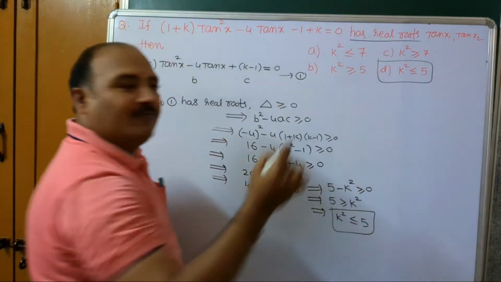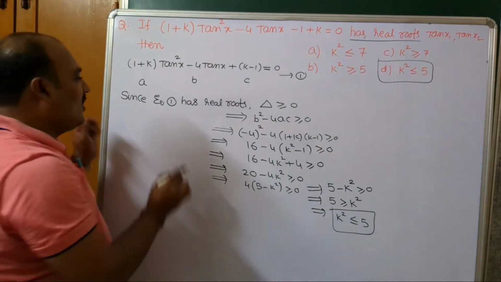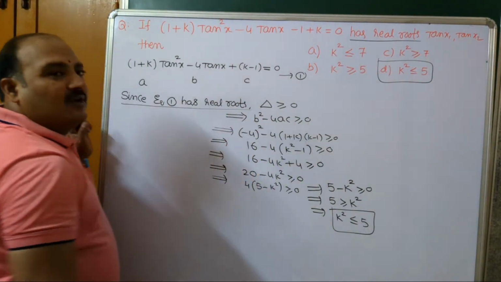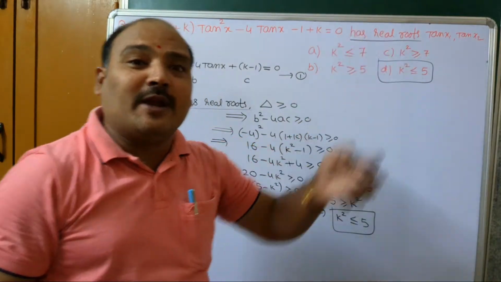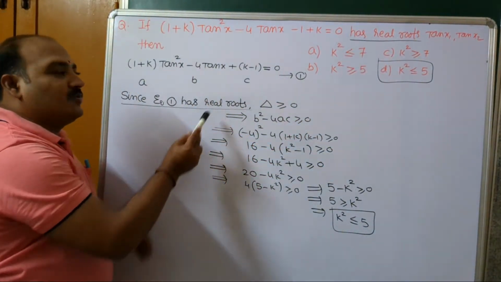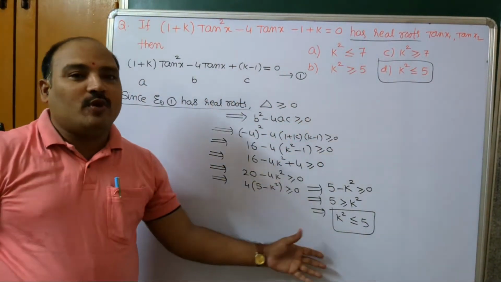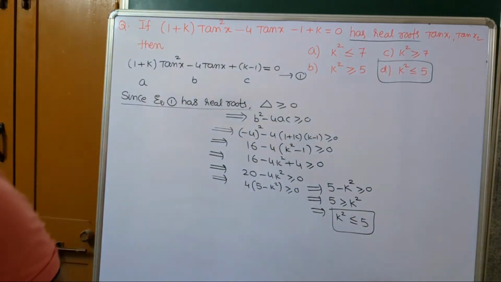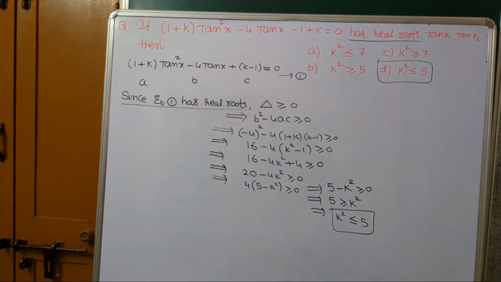So the value of k square is less than or equal to 5. It is there in the fourth option, dear students. The question is given based on the concept of discriminant. So real roots means delta greater than or equal to 0. We got the condition. I hope you understand. We'll move on to another question.